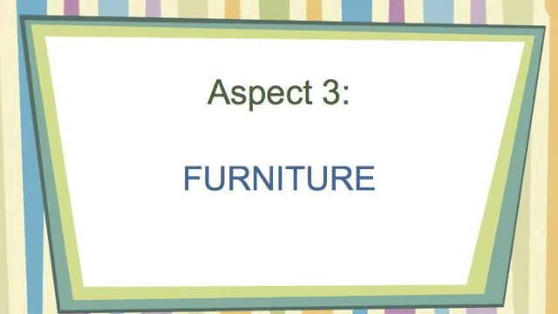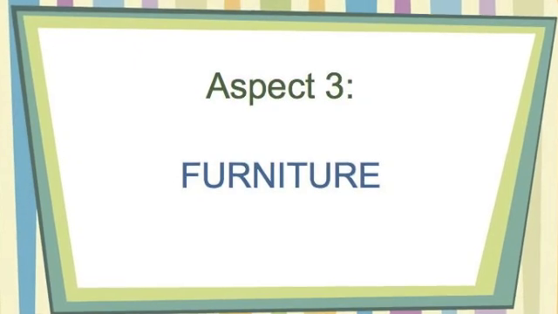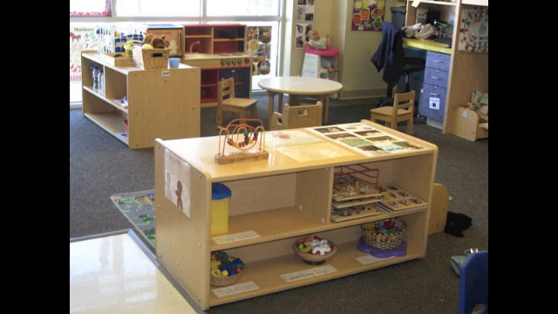Aspect 3 is furniture. Furniture and other classroom objects can be used to identify classroom areas such as dramatic play, art, music, and science. When the objects are realistic and sized properly, children's play will increase in quality and depth. What's more, having appropriately sized materials allows children to build independence and self-esteem.